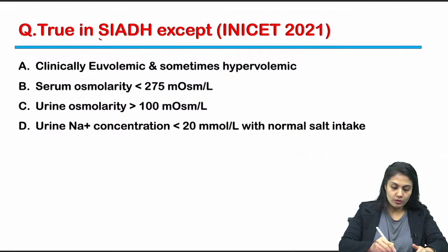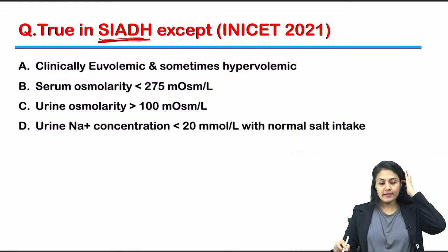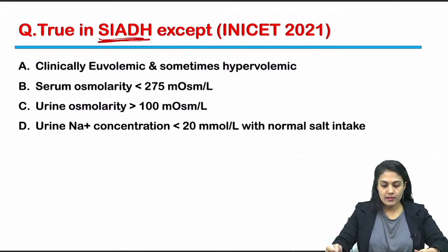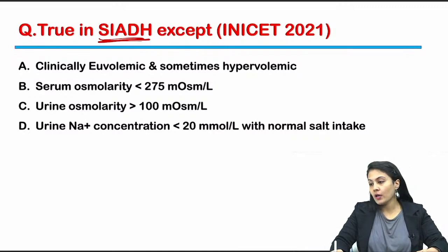Okay, clinical question. INI-CET 21, SIADH except: clinically euvolemic, sometimes known as the Schwartz criteria, you must have heard of.